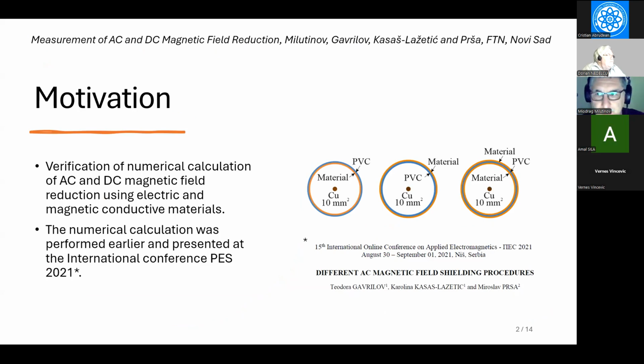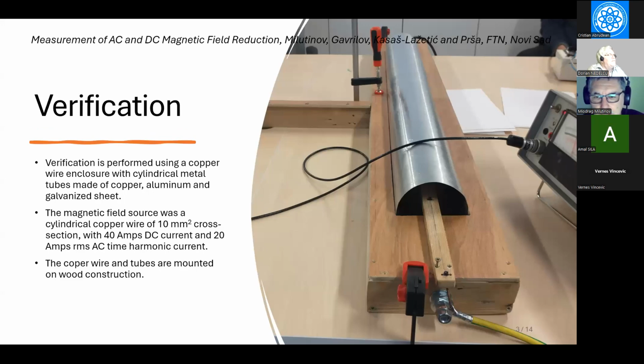So first of all, the motivation for this type of measurement. Our younger colleague started 3 years ago with calculations about magnetic field reduction of different material enclosures around a copper conductor, as you can see on this slide, and now we try to make a measurement setup, a workbench test, to find out maybe some correlation between calculation and measurement. So this is what we made, this wooden support. This is our setup for verification.